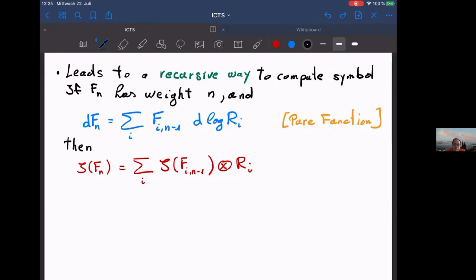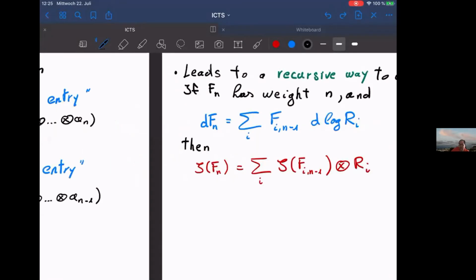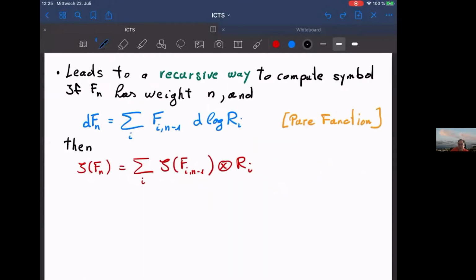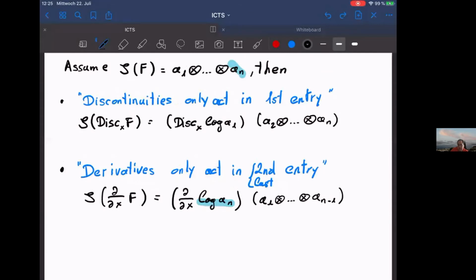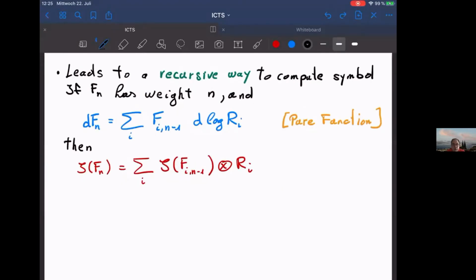Then the symbol, you can just read it off recursively from there. The symbol of this function fn will just be obtained by computing the symbols of the functions of lower weight and appending the argument of these d logs. You can take it as an exercise to show that this recursive formula in red and blue is the same as saying that this last identity must hold. So if you can compute the derivative of a function, you can reconstruct its symbol. And this can be a very convenient and quick way of computing the symbol.